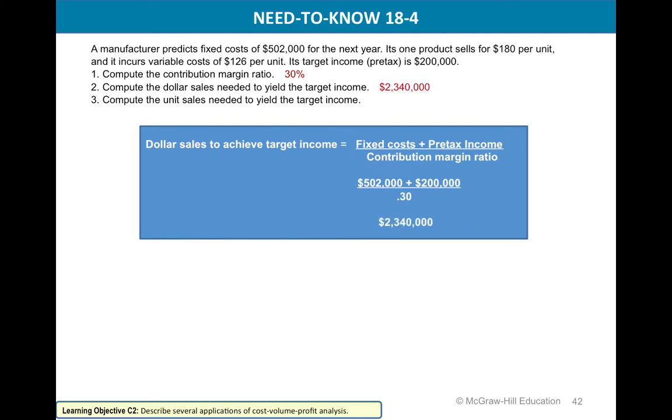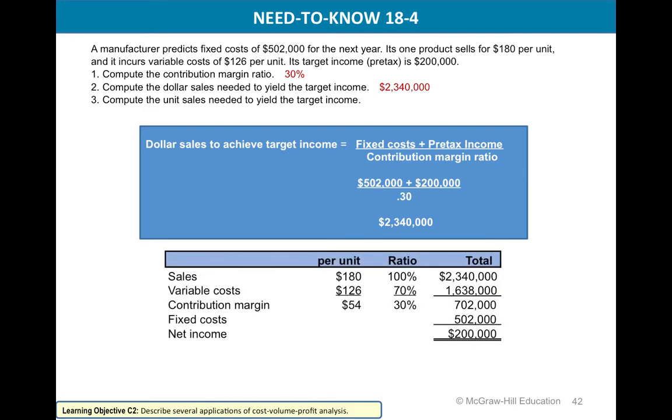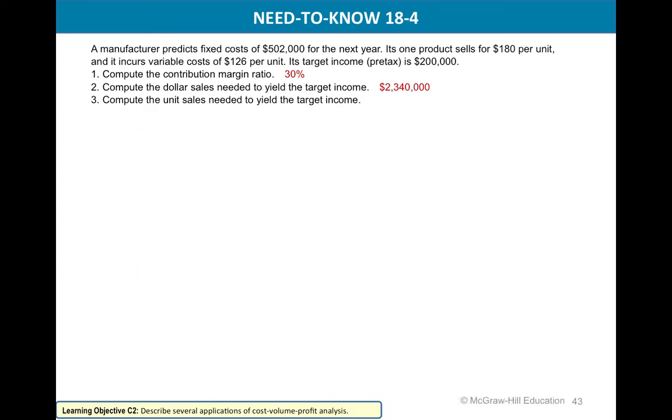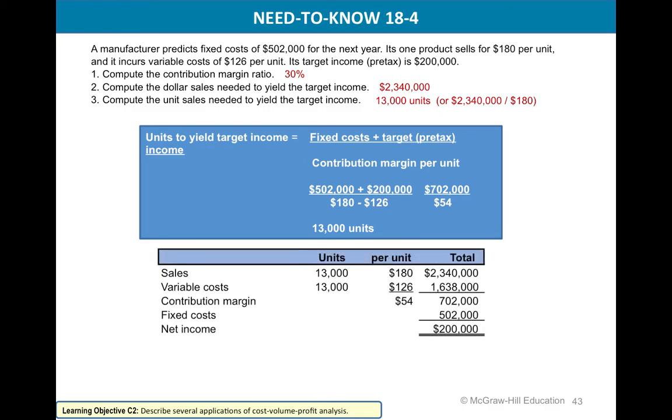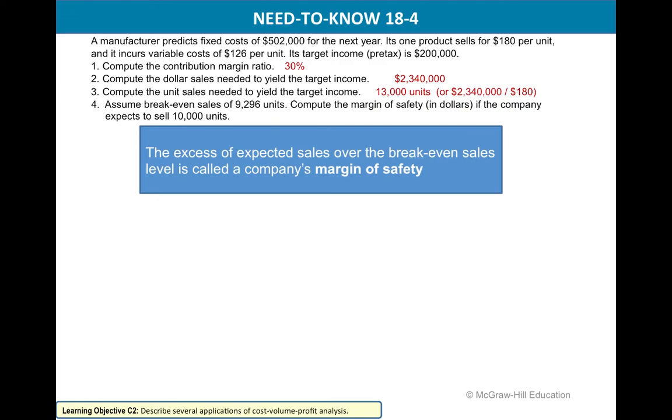So here, to get your target income of $200,000, you've got to make $2,340,000 in sales. The last one, how many unit sales? Well, to get that income of $200,000, you've got to sell 13,000 units. Again, excess of expected sales over break-even sales, that's your margin of safety you talked about earlier.